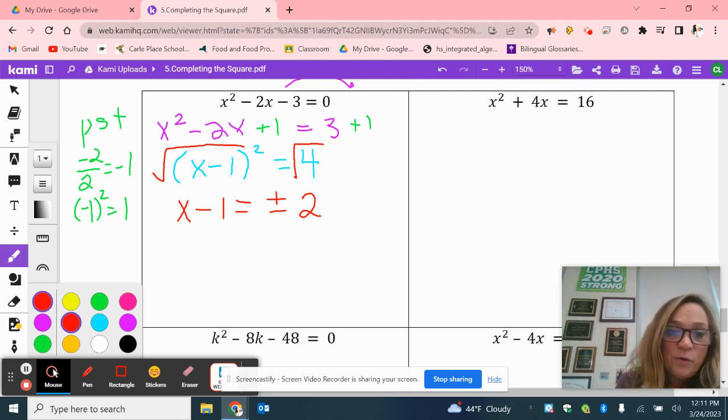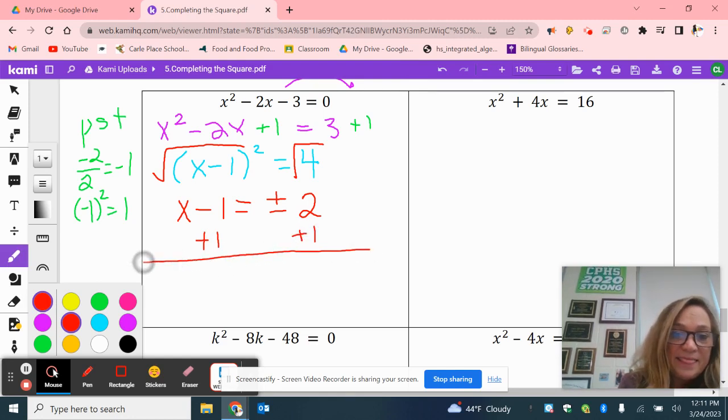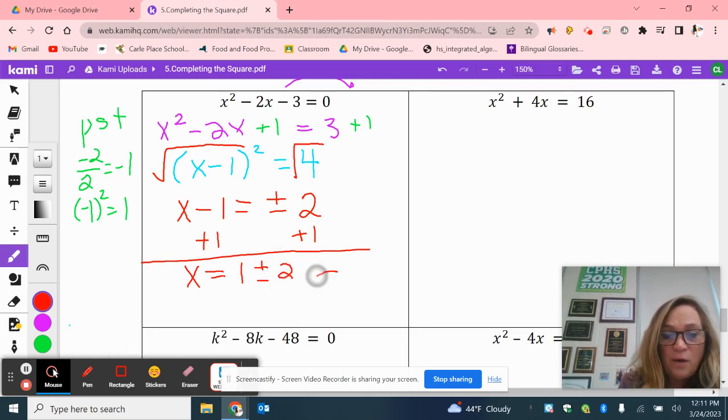Now I'm going to solve the equation by doing the opposite of subtracting is adding. And this might look a little weird. It's 1 plus or minus 2. Okay, 1 plus 2. Oh, that looks really bad.